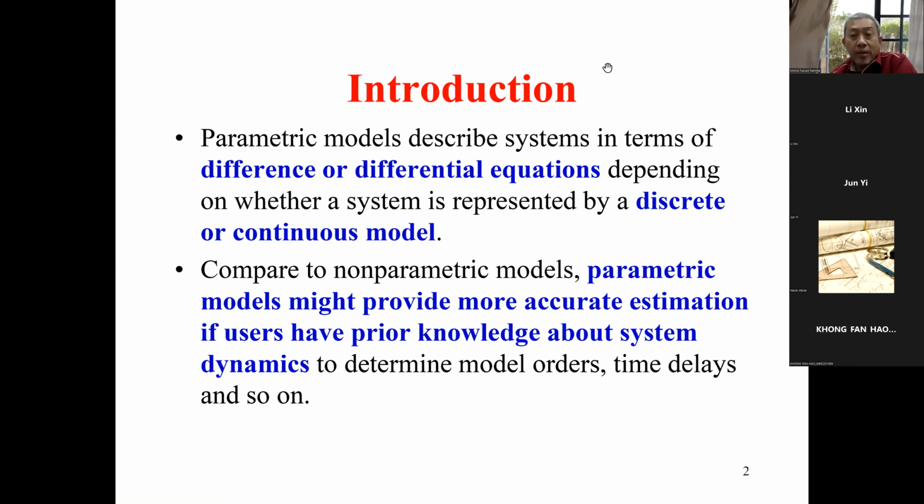To compare the non-parametric model and the parametric model, a parametric model might provide more accurate estimations compared to the non-parametric model if users have prior knowledge about the system dynamics, to determine the model orders, time delays, and so on.